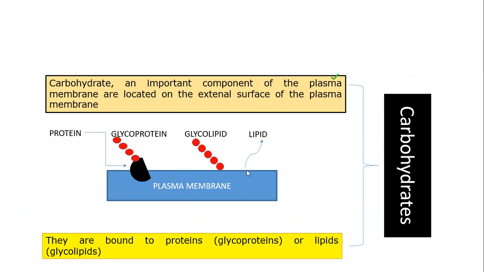Where is it located? On the external surface, not the internal. It is located basically on the external surface of the plasma membrane. Now, if this carbohydrate is attached to proteins, it becomes a glycoprotein. And if it is attached to lipid, so if it is attached to lipid, then it becomes a glycolipid. So it is an important structure present in the plasma membrane. Okay.